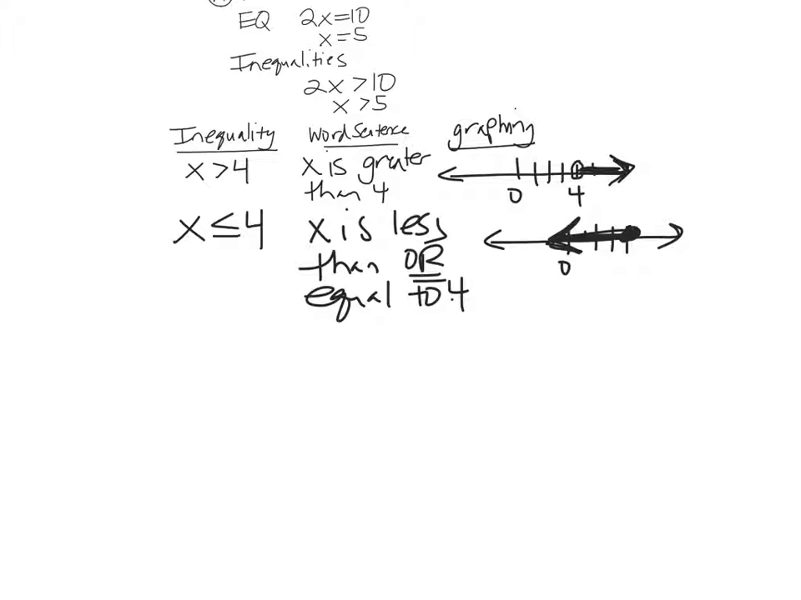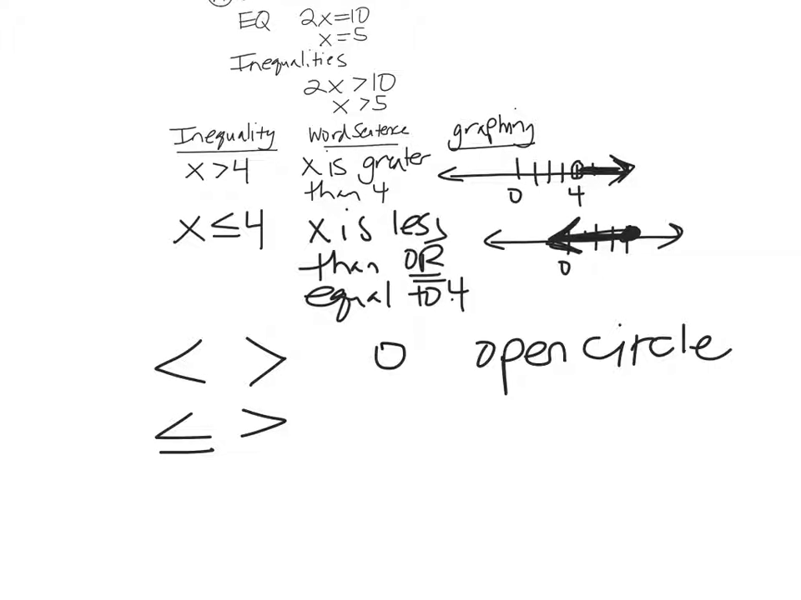All right, so let's go ahead and just write a rule for this. If you have less than, greater than, we're going to graph with an open circle. Okay? And if you have less than or equal to, greater than or equal to, we're going to close that circle in.